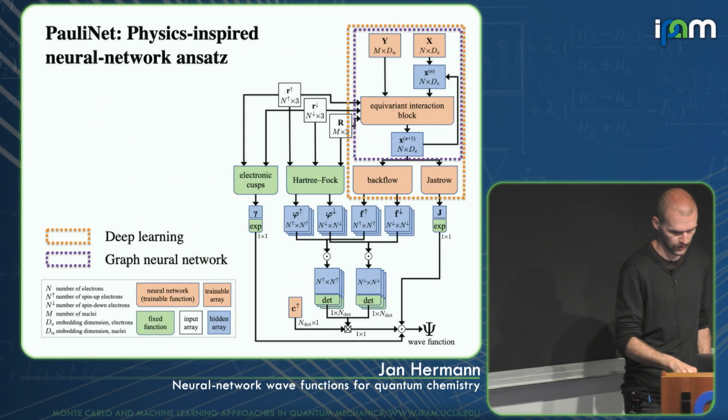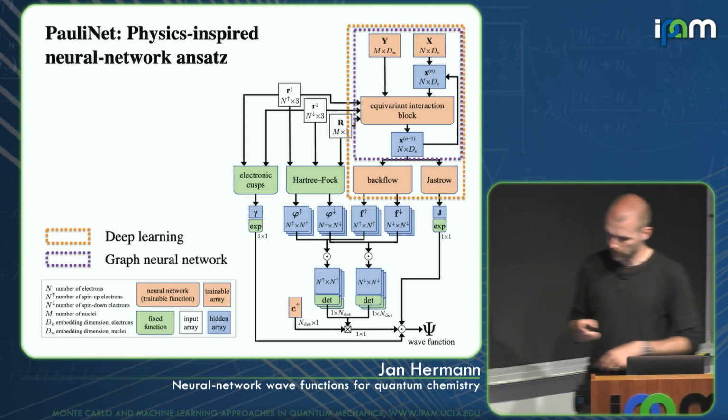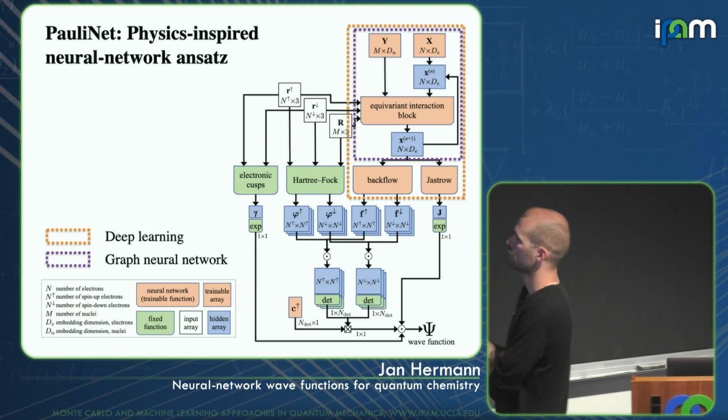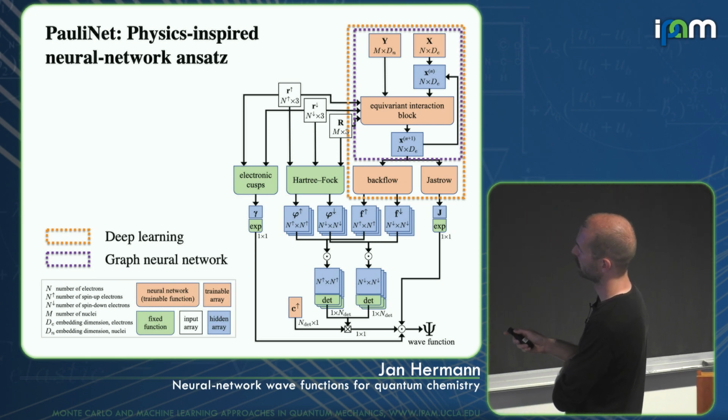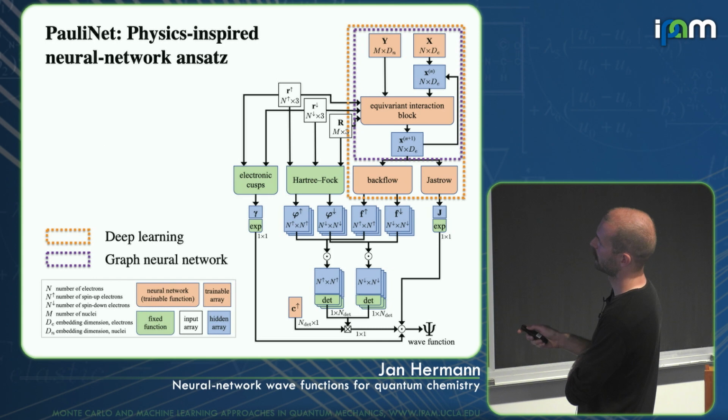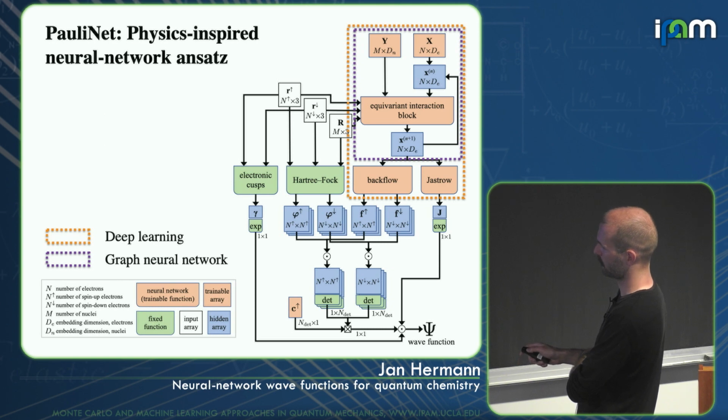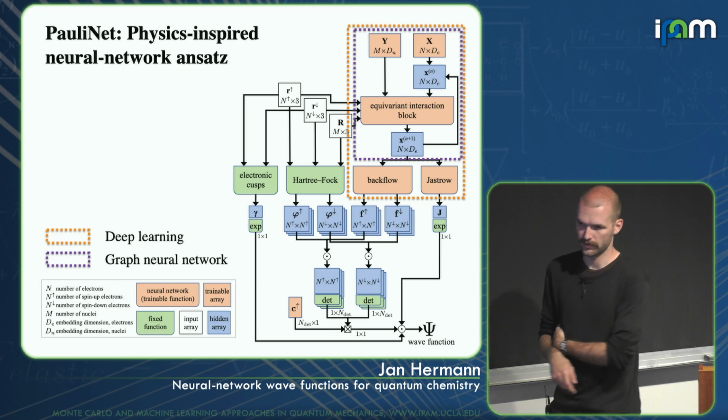So this is how it looks like combined. You have your neural network here that has this sort of equivariant iterative block inside, and you feed in the electron coordinates, the nuclear coordinates, and here's your kind of physics fixed part, right? So that's the cusps, that's the Hartree-Fock baseline, which gives you your orbitals, and here we have the backflow and the Jastrow that comes together, and finally get the wave function value.